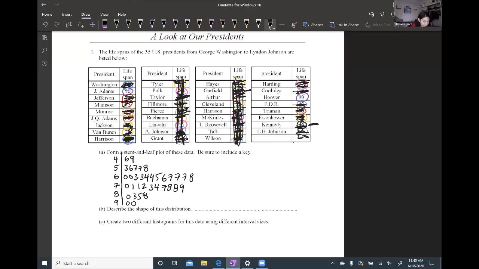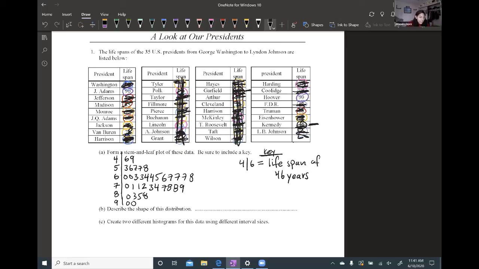We also need to make a key. So 4 | 6 means a lifespan of 46 years. Okay, this is the key. You always want to put a key whenever you do a stem and leaf plot. Did anybody have any problems creating this stem and leaf plot?